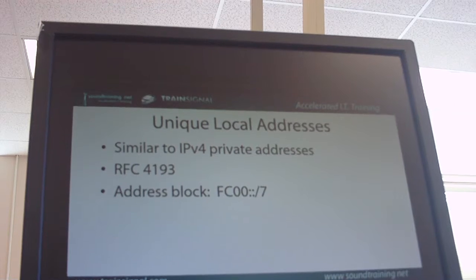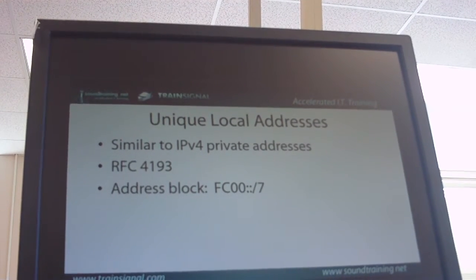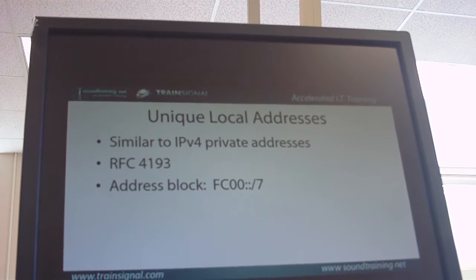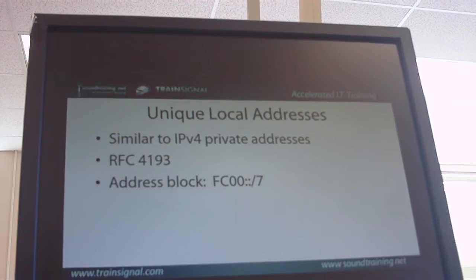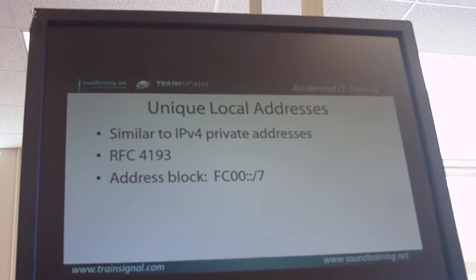Then we have unique local addresses. These are similar to IPv4 private addresses. You may think of them as the RFC 1918 addresses. Well, when we get into IPv6, this is RFC 4193.